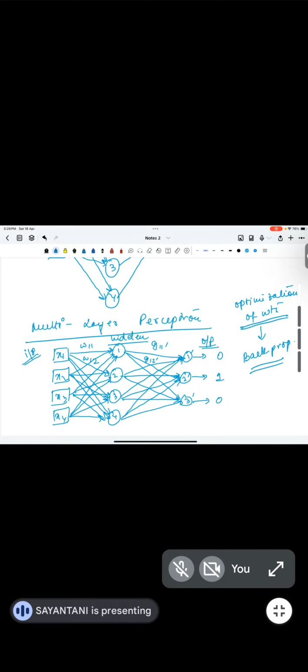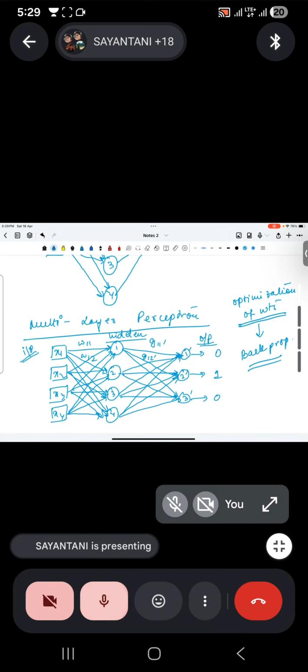So any doubts still here? No, ma'am. Okay, so let us end over here. We are left with another classifier. I think it's better to continue in the next class. The next class will be the last class where I'll complete the syllabus, and after a day I'll provide you the assignment which you need to solve within 5 days. Okay.